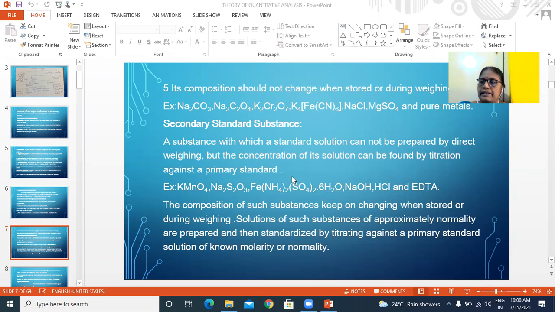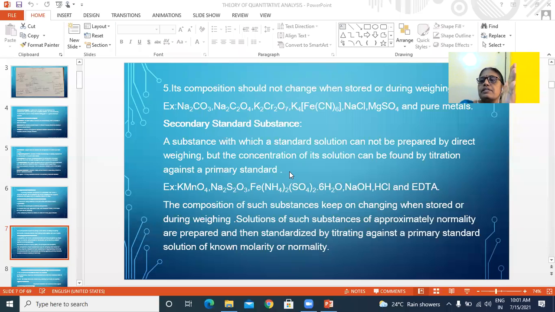against a primary standard. So a secondary standard substance is one where we are unable to prepare a standard solution using it. Then what is the use of a secondary standard substance? Its concentration we can find out using a primary standard solution in titrometric or volumetric analysis. But secondary standard substances are not used as primary standard solutions, or for standard solution preparations. That is the main difference between primary and secondary.